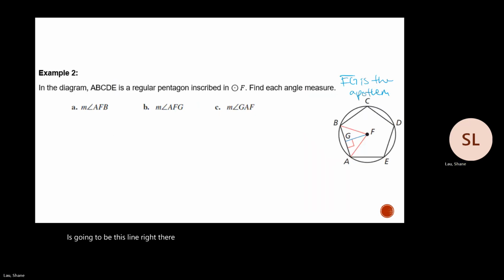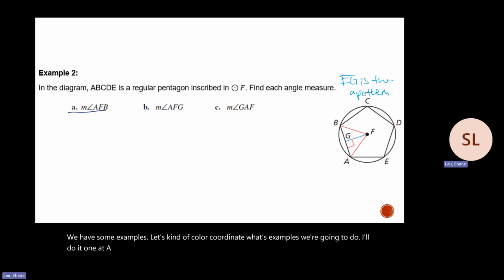Okay. We have some examples. Let's color coordinate what examples we're going to do. I'll do it one at a time. But we'll start with AFB.